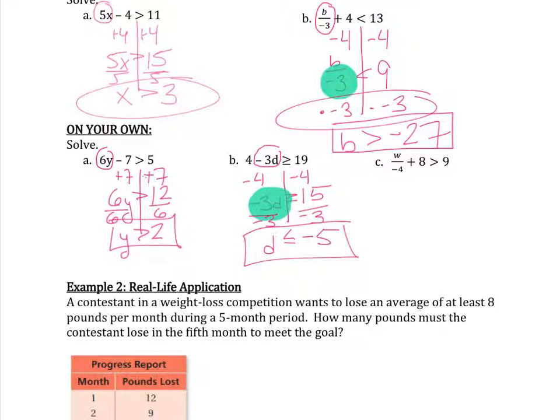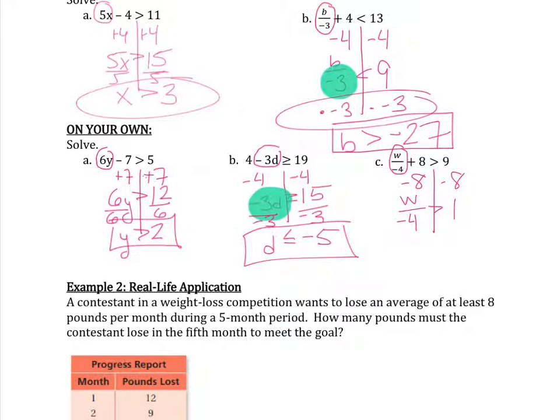All right, for this last one, we got w divided by negative 4 plus 8 is greater than 9. So the w divided by negative 4 is our term with the variable. So the first thing we're going to do is subtract 8 from both sides. So we have w divided by negative 4 is greater than 1.